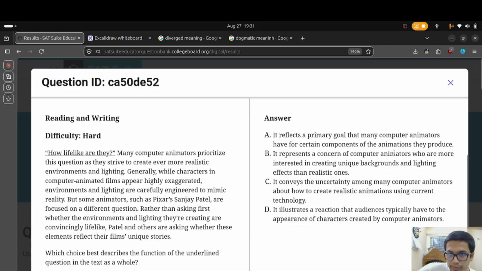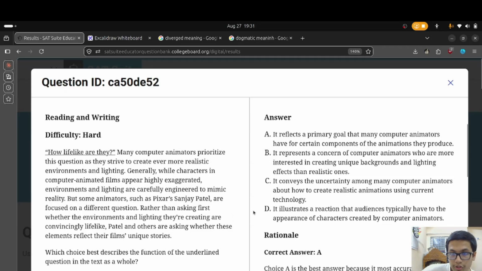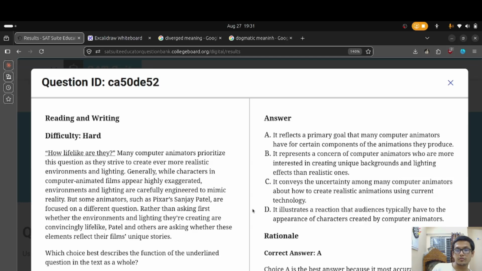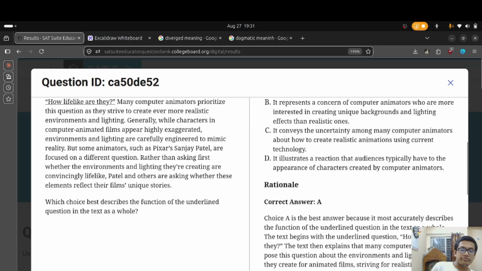It represents a concern of computer animators who are more interested in creating unique backgrounds. I think it should be option B, because unique stories, unique backgrounds, lighting effects, and realistic ones. I think it should be option B. Oh, it should be option A. Oh, the function of the underlying question. So here I made a mistake. The mistake is that I did not read the question properly. It asked for the function.